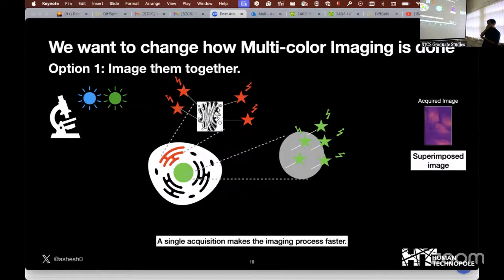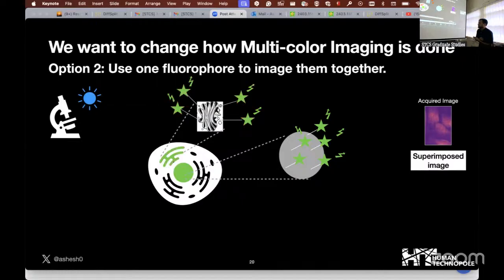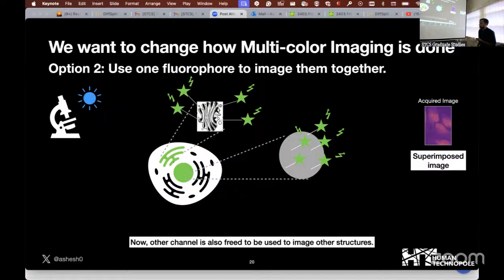So it makes it faster. The other way is that you can use a single fluorophore to image them together. Again, very similar. It is just that we will just use a single fluorophore and not two different fluorophores. And in this case, you are using just one fluorophore to image two things. So you could image other things in the other channels that are now freed.